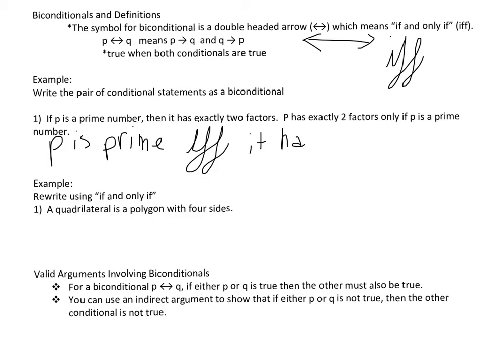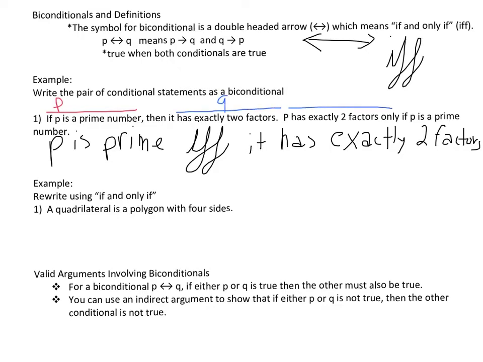it has exactly two factors. And here we can break this down if we want, and we could say if P is a prime number, it's like our P, then it has exactly two factors, it's like our Q. P has exactly two factors, it's our Q again. P is prime, that's our P.